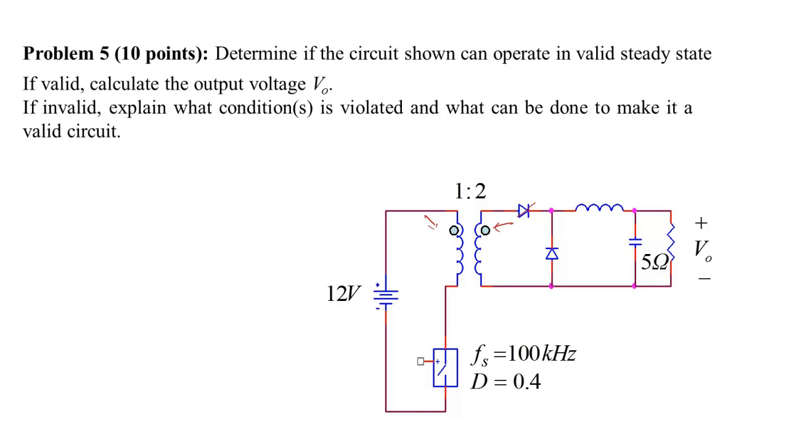So actually we also need to go one step further. If it is invalid, we also need to suggest a solution that will make the circuit valid. So I would just go ahead and draw the reset winding that we see in a forward converter, and that will make it a valid circuit. So all you have to do is to add another winding in the same core connected through a diode.